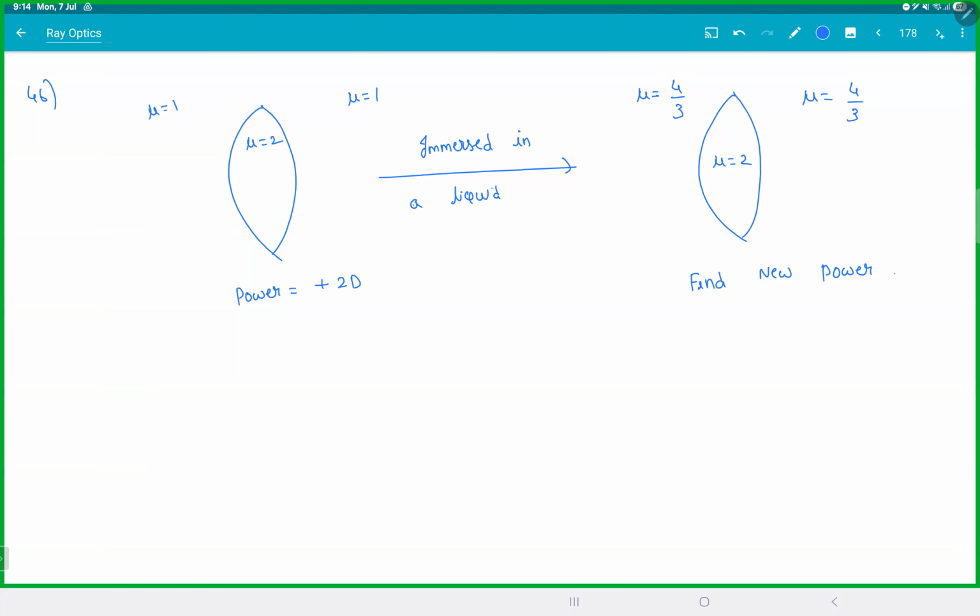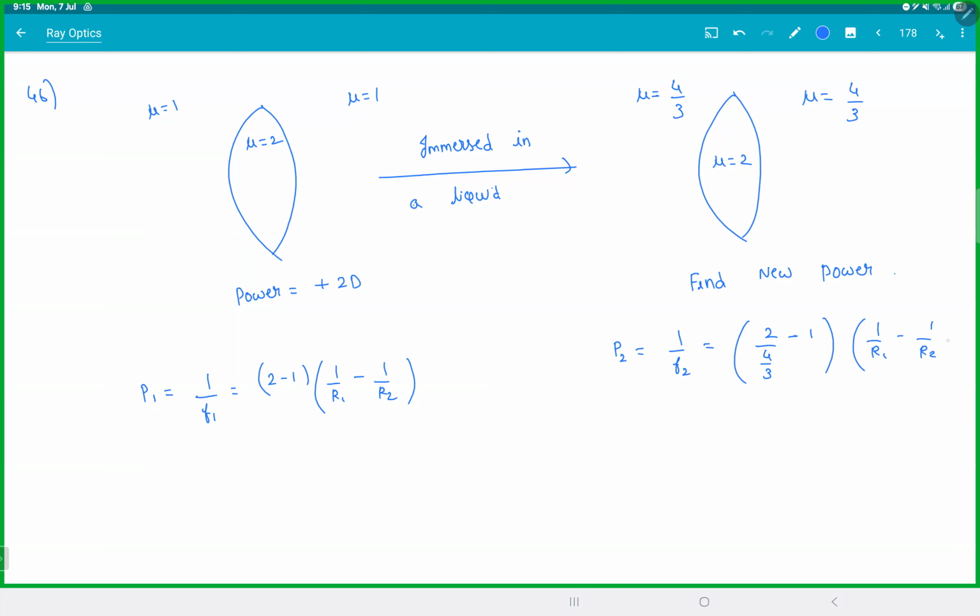Any answers? Right, Ishana. Aditya, wrong. What is first one's power? 1 by F1, which is 2 minus 1, 1 by R1 minus 1 by R2. I don't know what is R2, that is okay. P2 is 1 by F2. Here this becomes 2 by 4 by 3 minus 1, 1 by R1 minus 1 by R2.